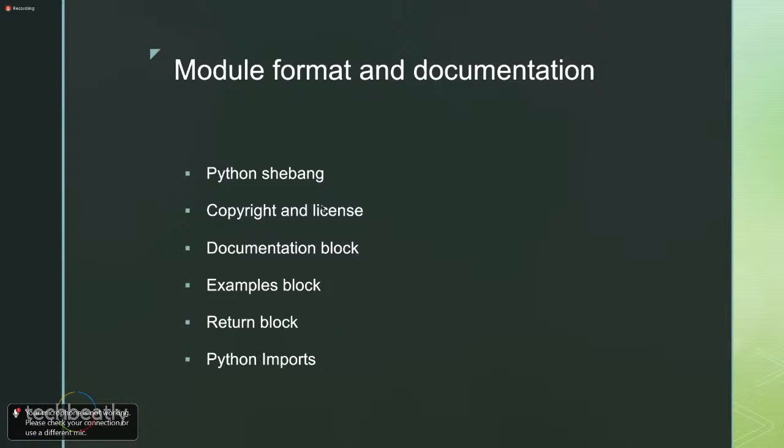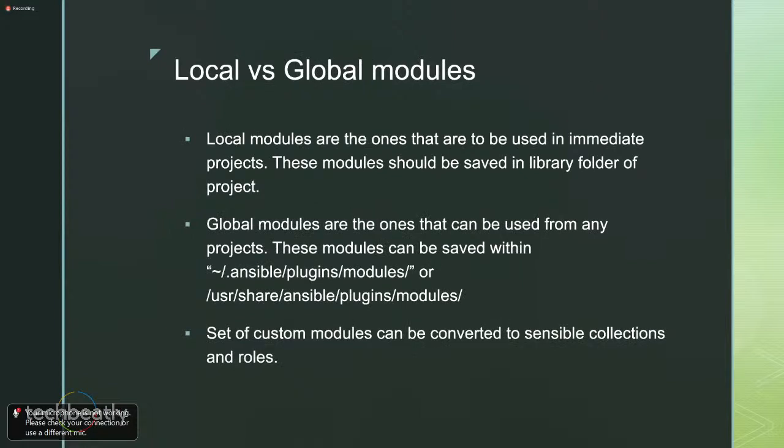The third thing is simple. For the module that you're creating, you should define whether it is going to be a local module or a global module. A local module is one which a user is going to use within that project itself. So if it's a local module, it's better to place it within the project in a library folder and define it in your ansible.cfg.